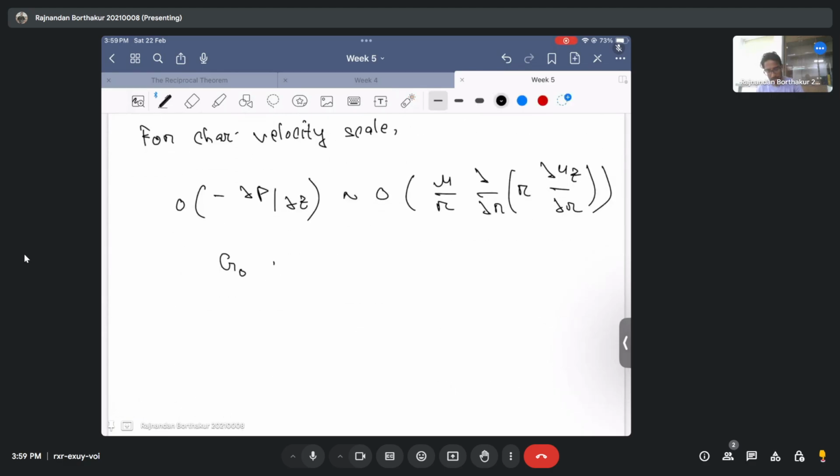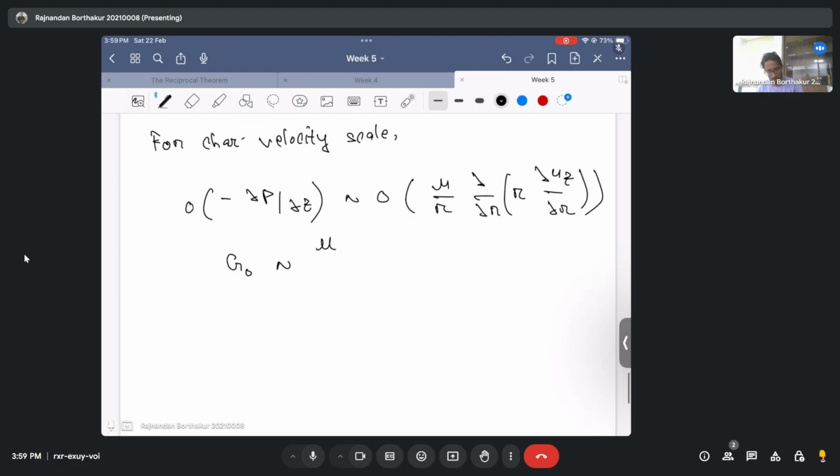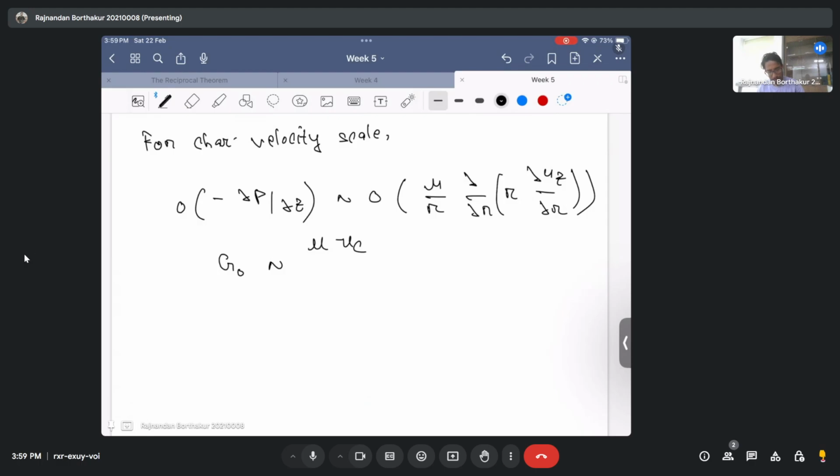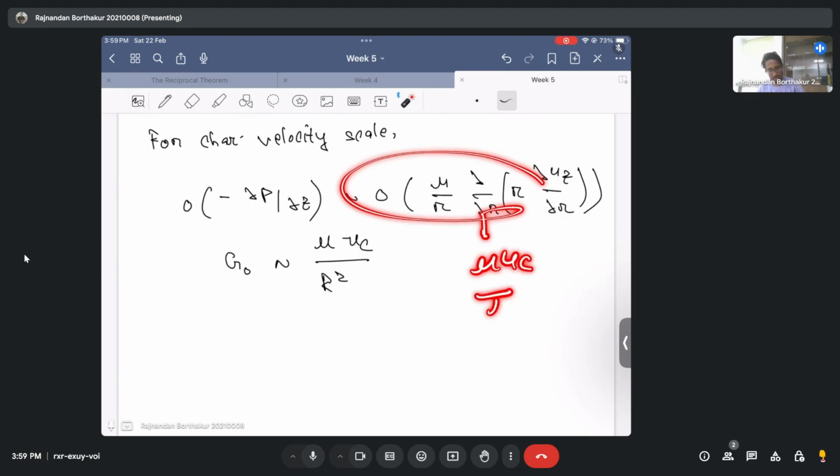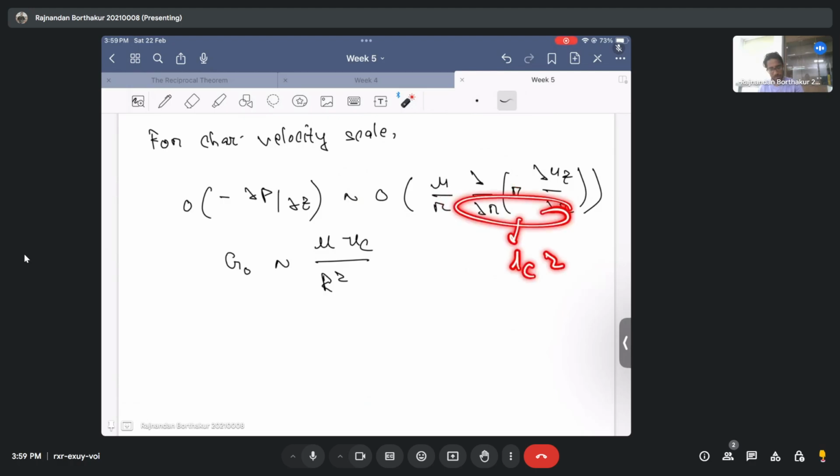And then similarly, the term on the right hand side, that is the viscous term, will just scale as mu uc by r square. Because this term would basically scale as mu uc by lc square. Okay, because this r and this r would get cancelled. They will have an lc square coming from this point, and we'll have a uc that will come from this point. And that's why I say that this term would basically scale as mu uc by lc square.